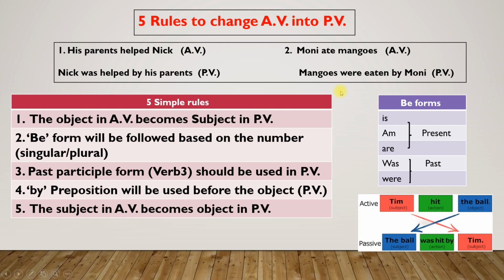These are the simple rules. And for more easy understanding, I have given one more example here. Tim hit the ball. Here Tim is the subject, hit is the action, and the ball is the object. So how to convert this active voice into passive? The ball, the object, becomes the subject here. The ball, which tense is that? Yes, it is past tense. So was. The ball was hit by Tim. So the subject becomes the object here, right? So this is the way simply we can change any kind of sentence from active to passive voice.